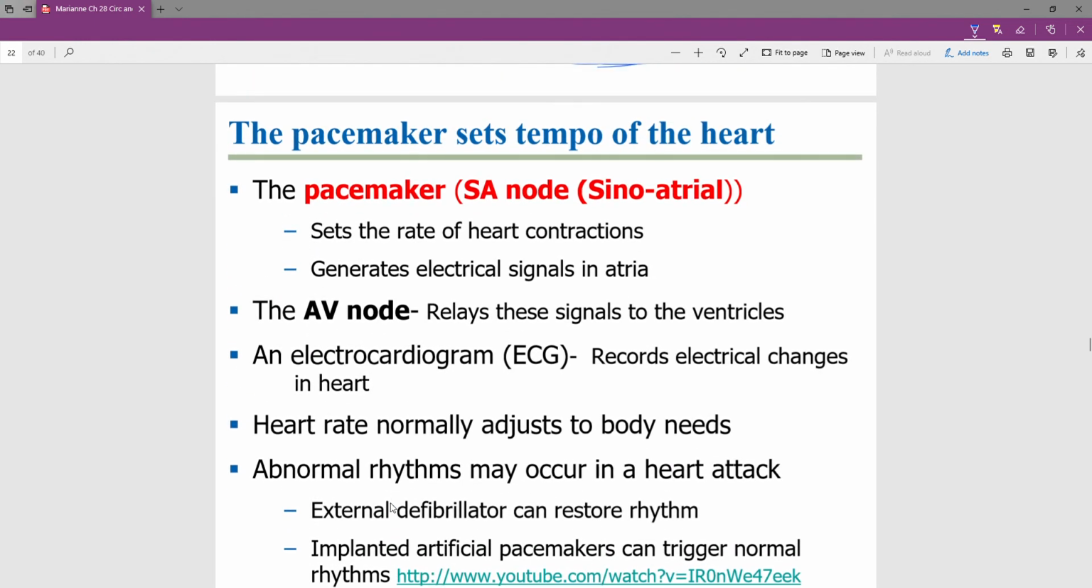Your heart has its very own pacemaker. The pacemaker in your heart is the SA node, the sinoatrial node. It's up in the atria, specifically the right atrium, and it really is the pacemaker in that it sets the rate of your heart's contractions. It generates an electrical signal in the atria, and that is then relayed to the AV node. These two are really similar, the SA node and the AV node. The AV node is between the atrium and the ventricle, and it's really what relays the signals through.